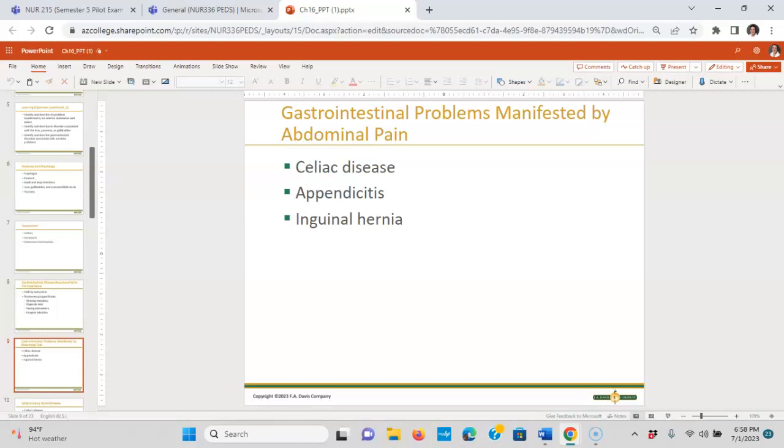Umbilical hernias are most common in newborns, but they spontaneously close by 1 year of age if it's coming through the belly button. So the emergency care, just providing diagnostic tests, preoperative teaching if we do have to operate. Otherwise, it's teaching them how to reduce. Okay.